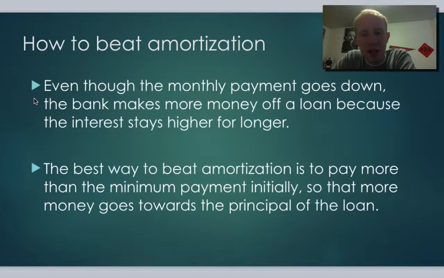So keep in mind that even though the monthly payment goes down, the bank makes more money off of this amortized loan because the interest stays higher for longer. Okay, your loan total stays higher, so the interest stays higher for a longer amount of time. Okay, so the best way to beat amortization is to pay more than the minimum payment initially, so that more money goes towards the principal of the loan.